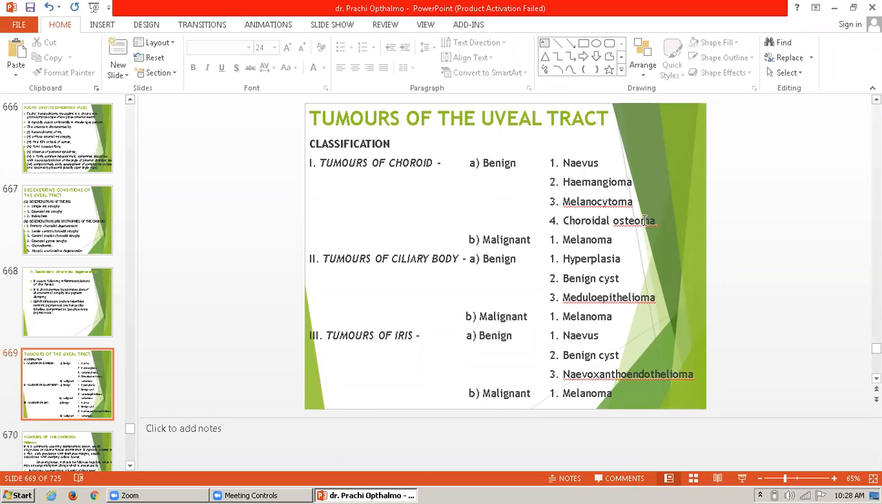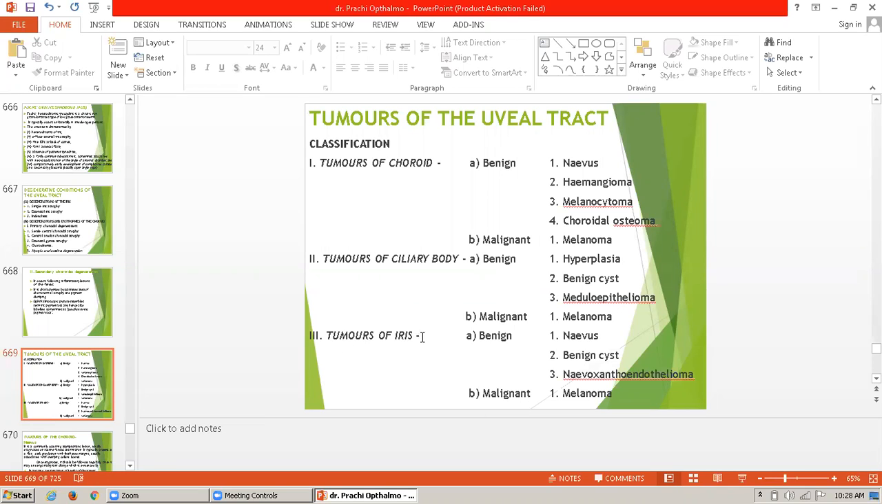And B, that is malignant melanoma. The second type of tumor of the uveal tract is the tumor of the ciliary body. The first one is benign, and the benign group includes hyperplasia, benign cyst, and medulloepithelioma. And in the malignant group, melanoma is present.